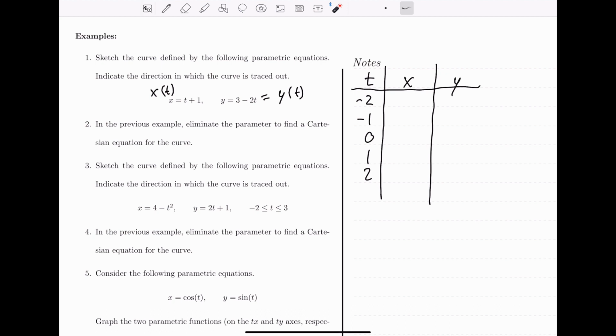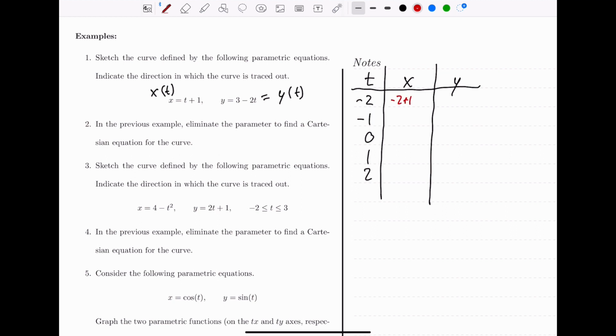So now we take these values for t and we plug them into the x and y functions. We'll get x and y values. These will give us points on the curve. So first of all, let's plug in the t values into the x function. So we first plug in -2 for t.